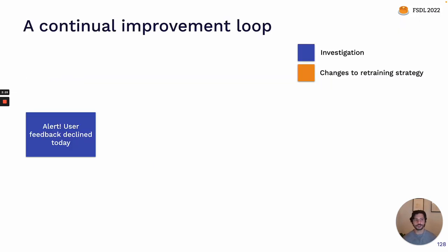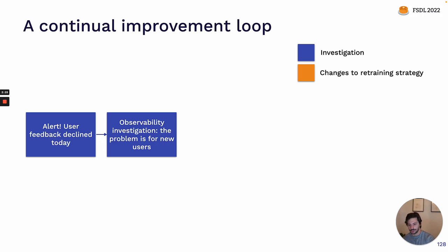Our example continual improvement loop starts with an alert. And in this case, that alert might be our user feedback got worse today. And so our job is now to figure out what's going on. So the next thing we'll use is some of our observability tools to investigate what's going on here. And we might run some subgroup analyses and look at some raw data and figure out that the problem is really mostly isolated to new users.